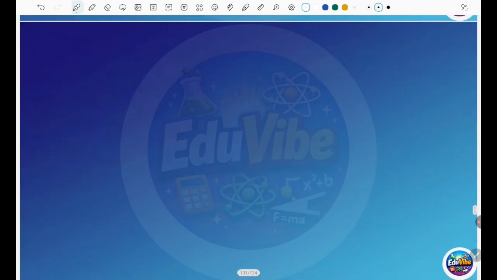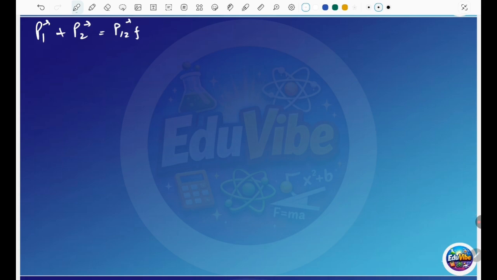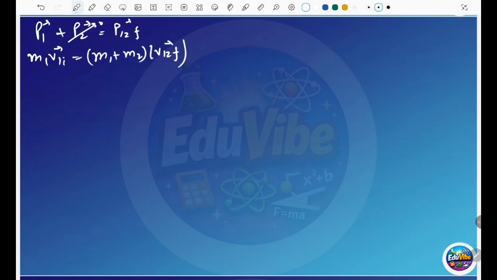So we have to use the formula for hit and stick. P1 plus P2 gives P12 final. P2 goes out because it is stationary at first. So we are left with M1 V1i is equal to M1 plus M2 times V12 final. We have to find V12 final, so V12 final is equal to M1 V1i upon M1 plus M2.